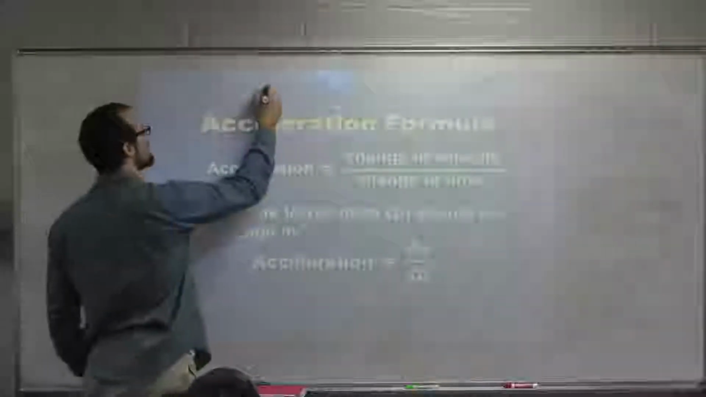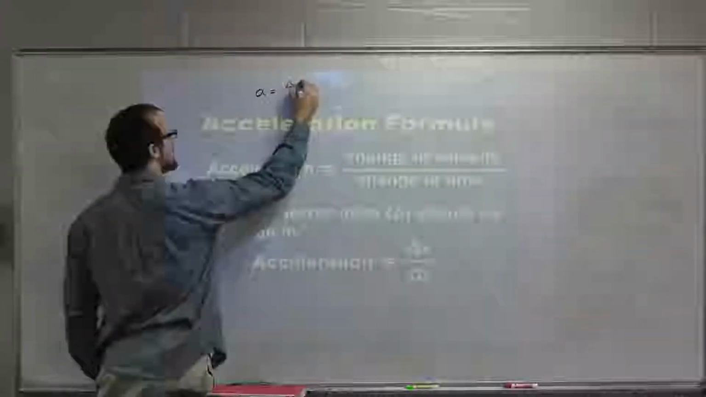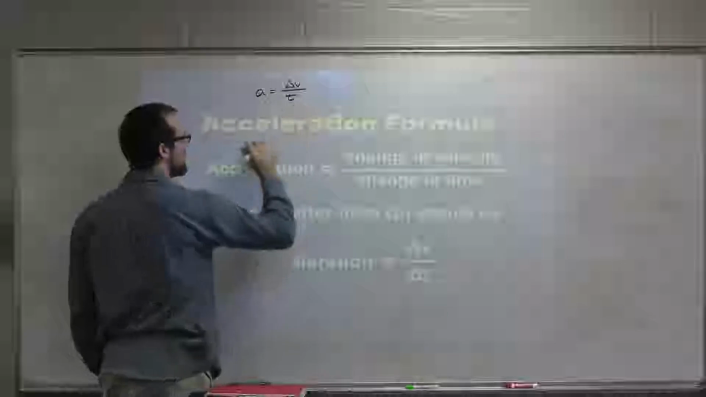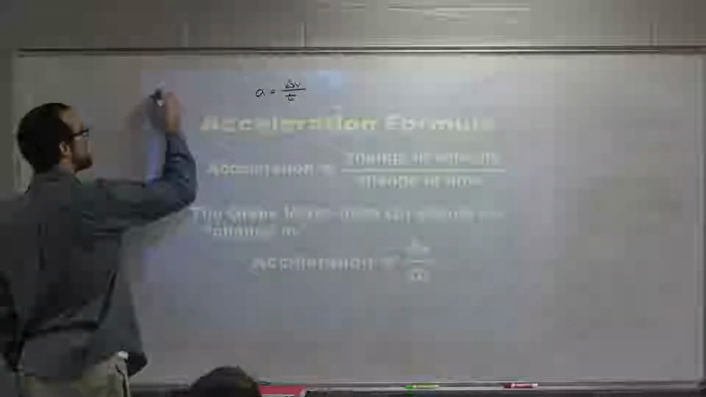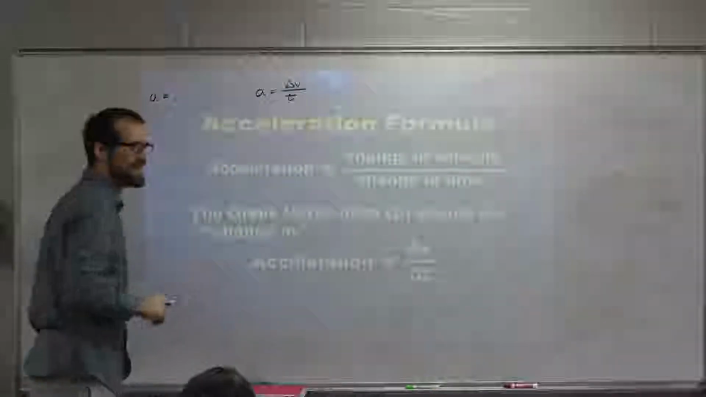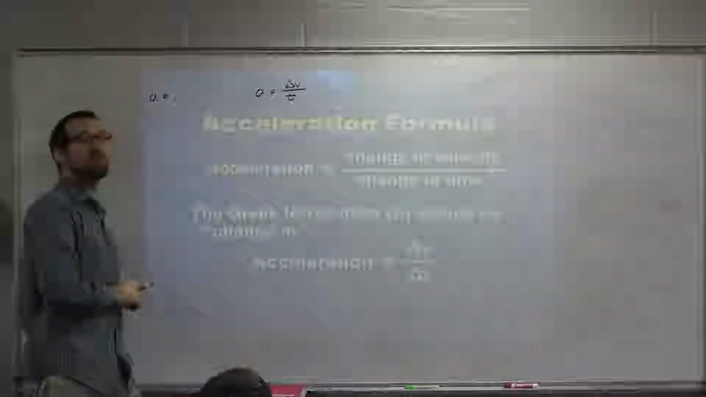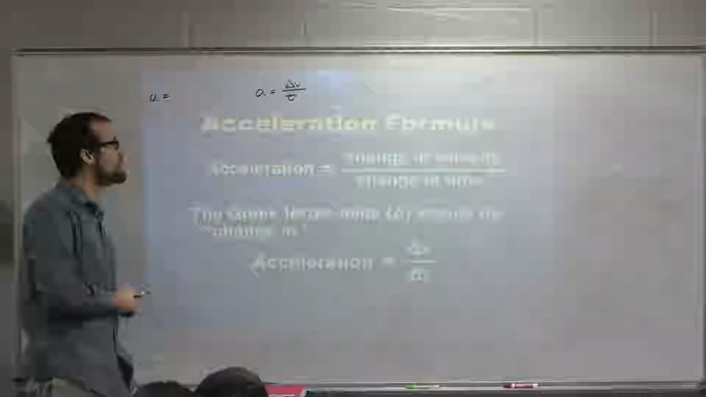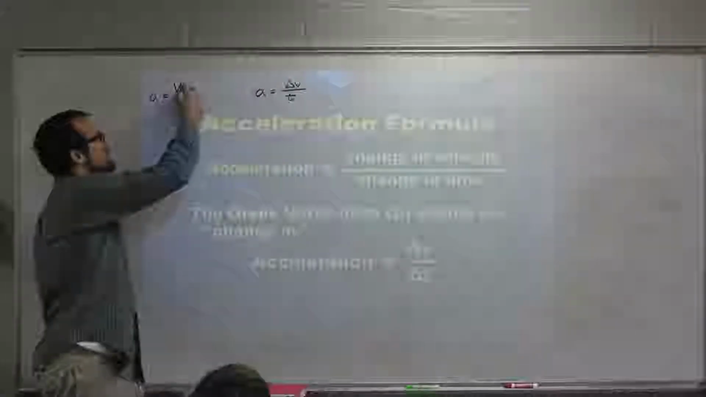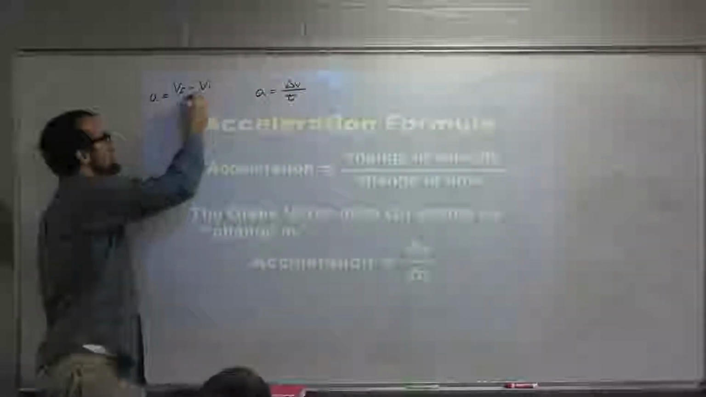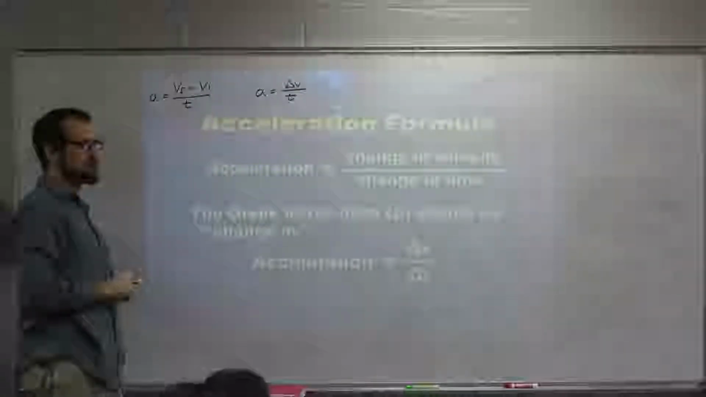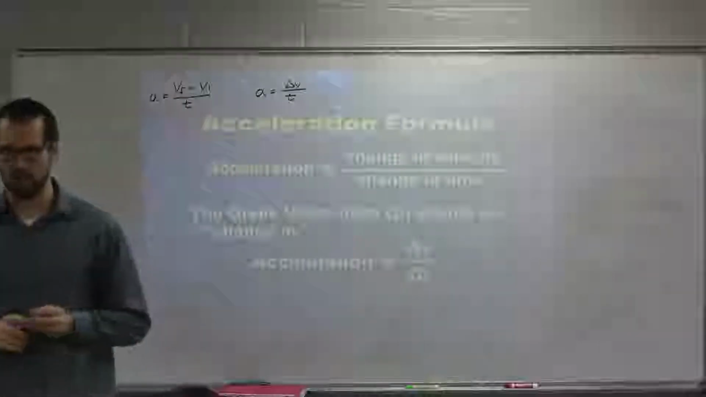So, here's your formula. You can replace acceleration with its symbol. What do you think the acceleration symbol is? So your equation would be a equals change in v over t. Or another way you could write it: what does change in mean? When we do change in, how do we do it? Final minus initial. That's important to know. So v final minus v initial. Those are the same equations, just one is simplified more.